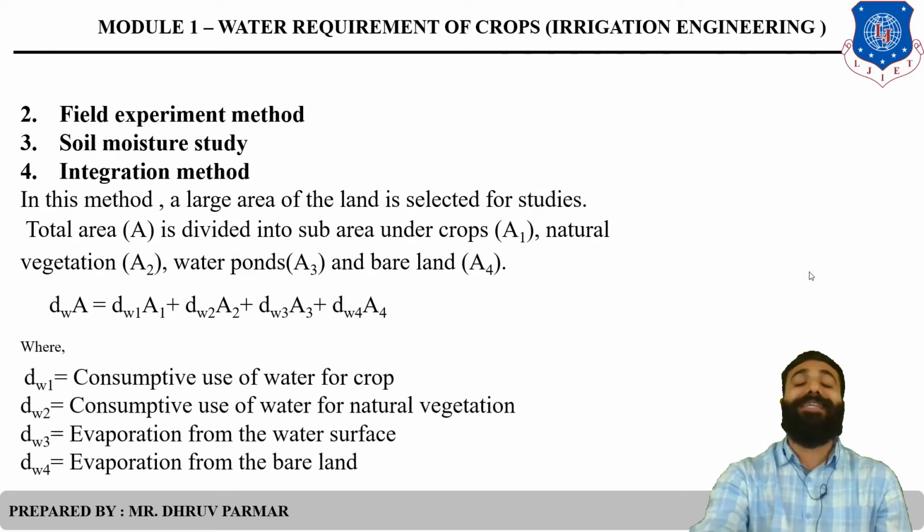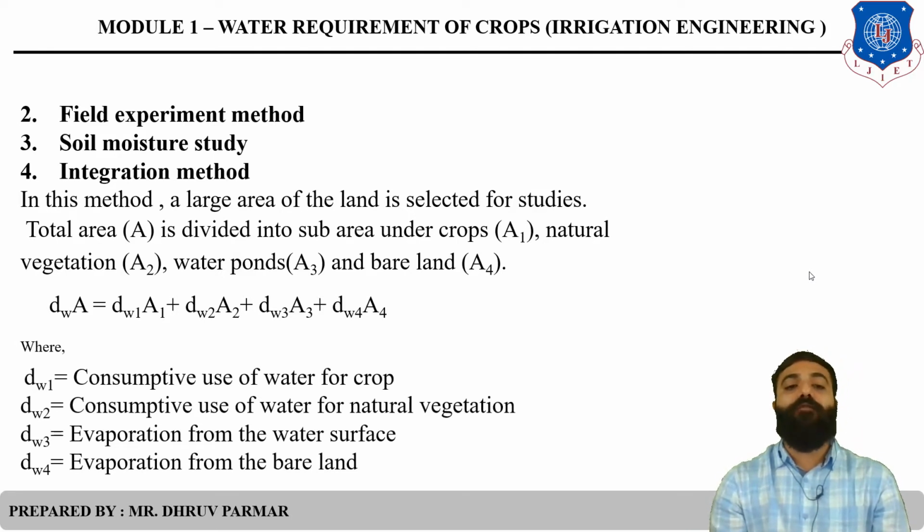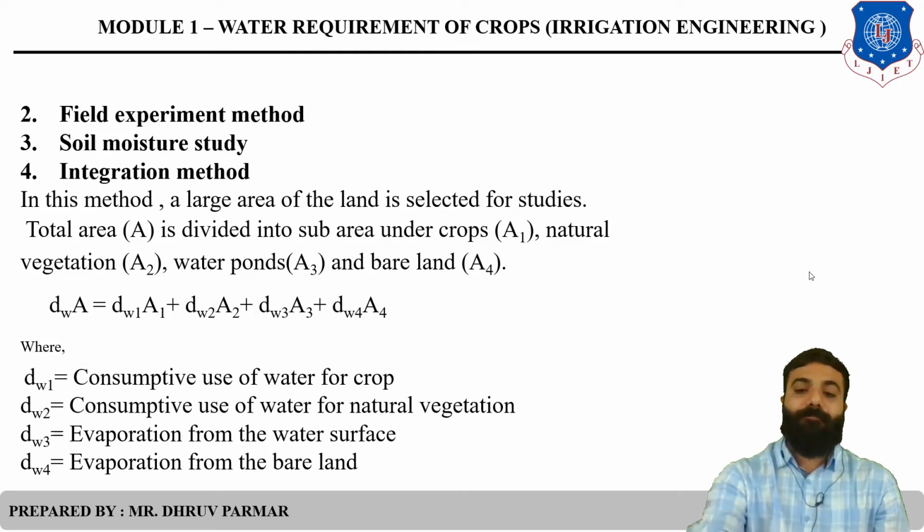So what is depth 1? Depth of water 1 is the consumptive use of water of the crop. And what is depth 2? That is the consumptive use of water for natural vegetation. Then what is depth 3? That is the evaporation from the water surface, meaning how much depth of water evaporates from that particular area. Then what is depth 4? That is the evaporation from the bare land, called wasteland.